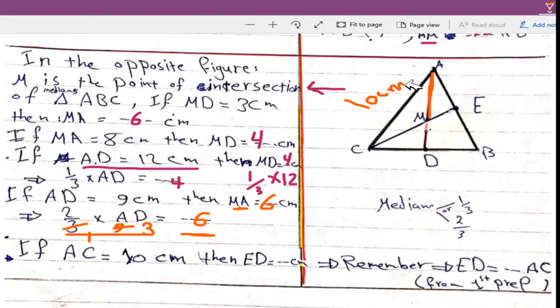If AC equals 10 centimeter, then ED equals how many? ED, I will join it like that. You know from first prep, if we have a line segment joining two midpoints in the triangle, then ED will be half the opposite side and parallel to the opposite side. Then ED equals half AC, so ED will be 5. Why? Half of 10. Remember, it is from first prep.